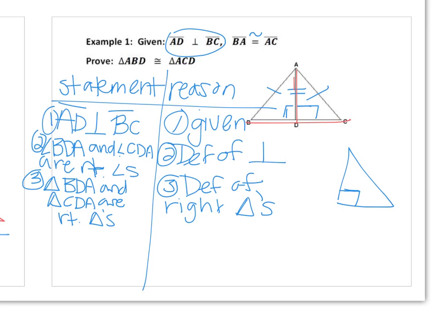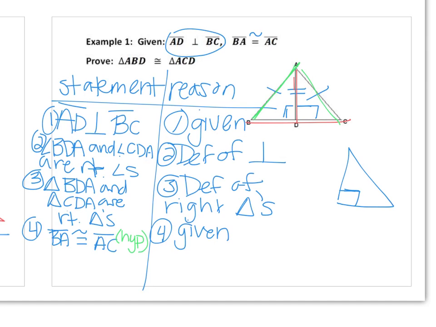So now that I've said they were right triangles, let's write down our next given. So BA is congruent to AC, given. What have we not put in our proof yet? We have right angles, we have right triangles, that's needed. We have a set of sides. Look at BA. Where is BA? Isn't BA the longest side? And same with AC. So these are my hypotenuses.